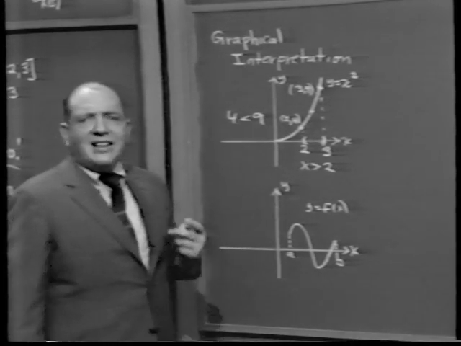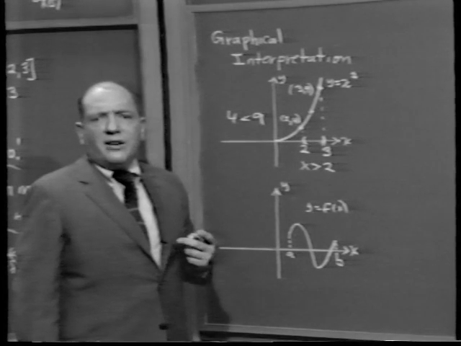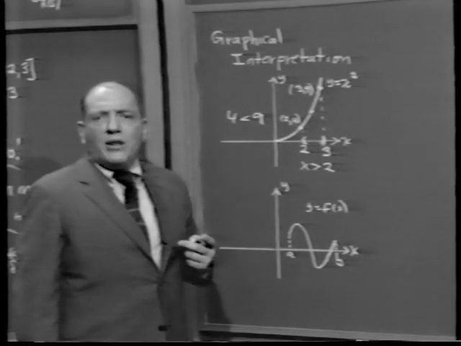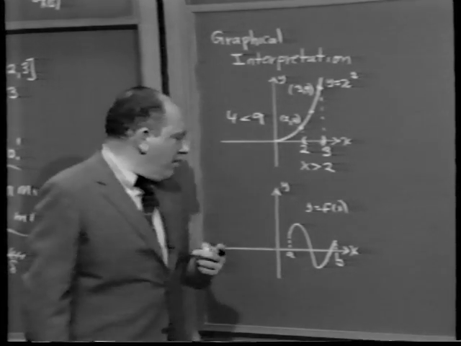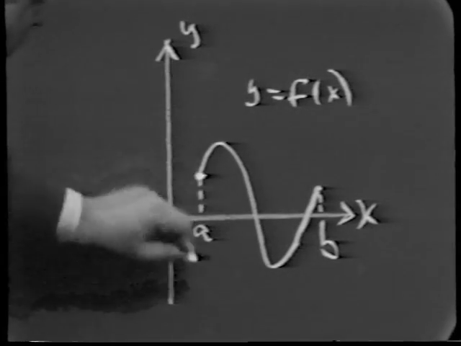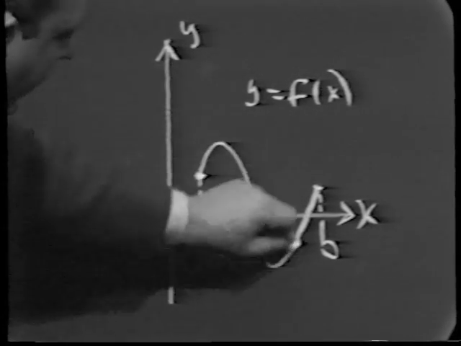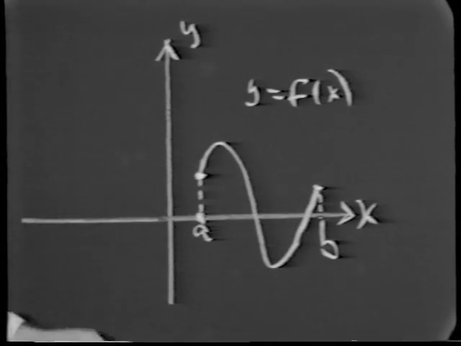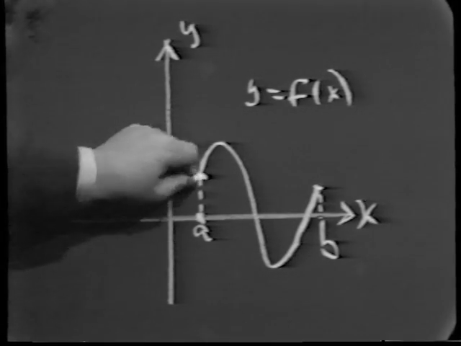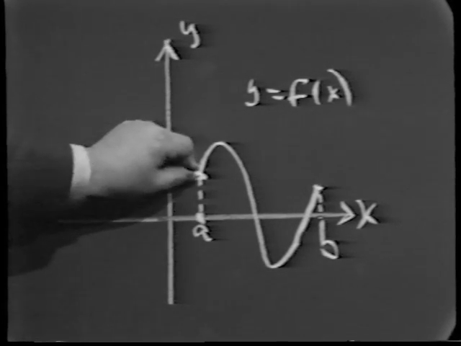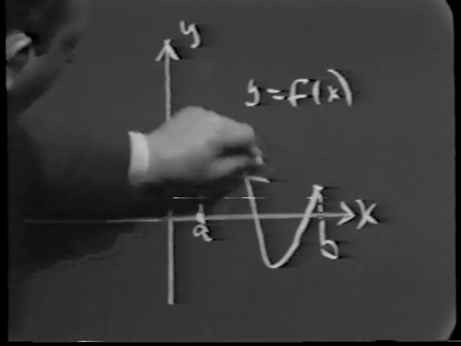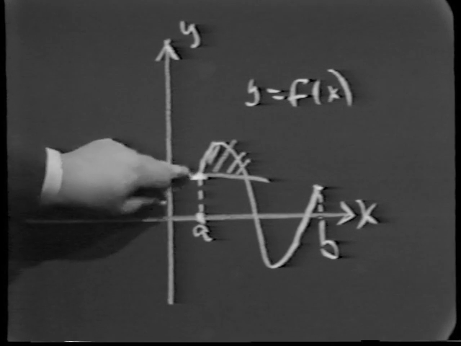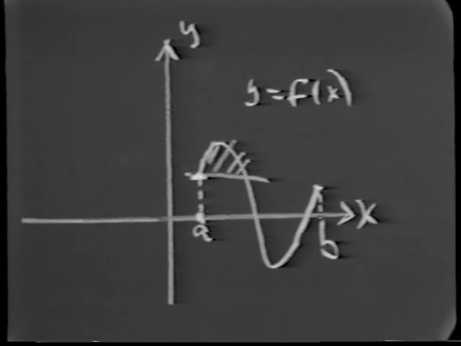When I say check the endpoints of a closed interval, it does not mean that the endpoints will give you high or low points. For example, look at the following curve. It looks something like this. It's continuous and defined on the closed interval from A to B. Notice that at A, we do not get an absolute maximum. In fact, all of these points on the curve are higher than what's happening here.